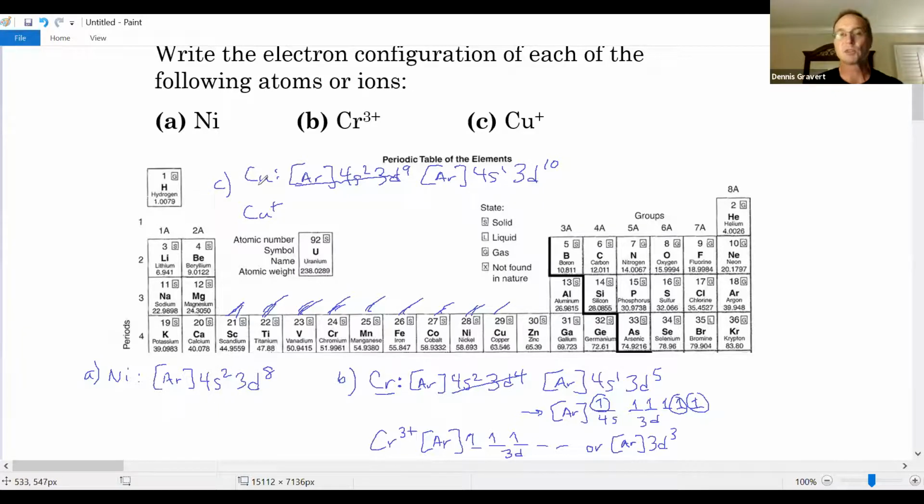Cool. That's a neutral atom of copper. And then you want to go to copper plus, so remove 1 electron. Well, it has to come out of the s block first, the 4s, the higher shell. So there we go, argon 3d10. Nice.